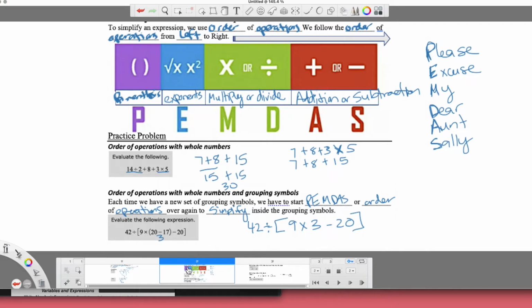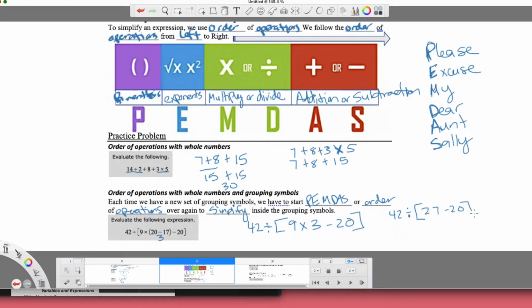So now I can deal with this other set of brackets. I can't do anything with this 42 until I've completely simplified everything inside of this grouping symbol. So I'm going to have 42 divided by, and inside of here, now I'm looking at the brackets instead of the parentheses with the grouping symbol. I don't have any exponents, but I do have multiplication or division right off the bat here. So 9 times 3, that's 27 minus 20.